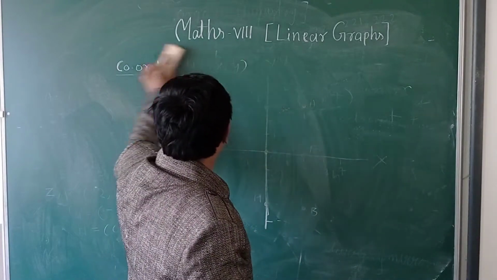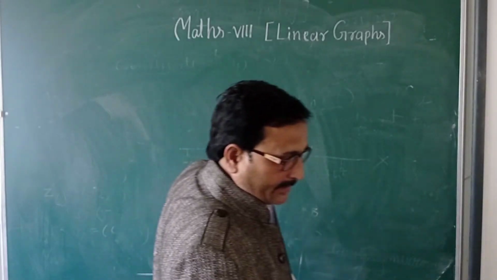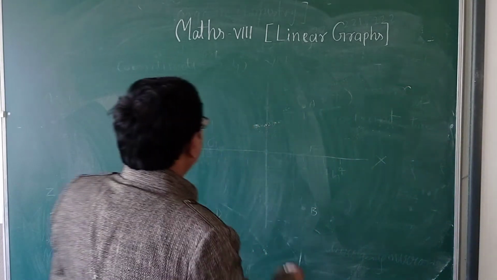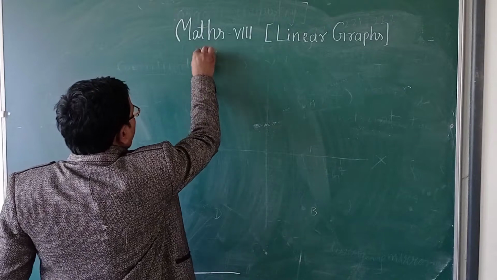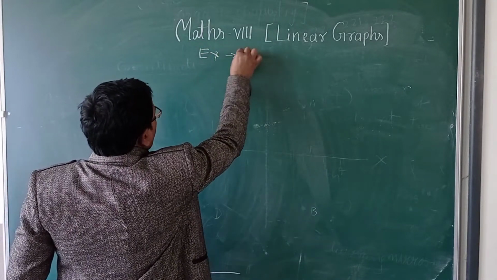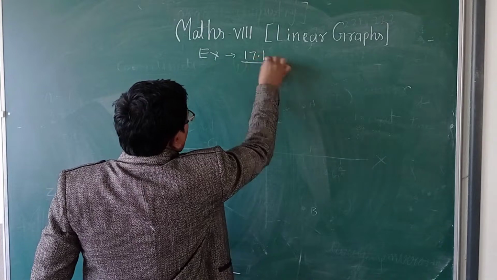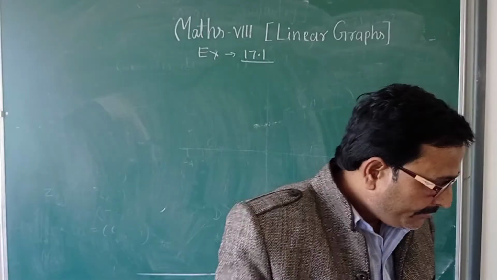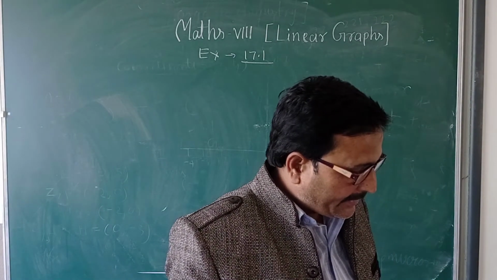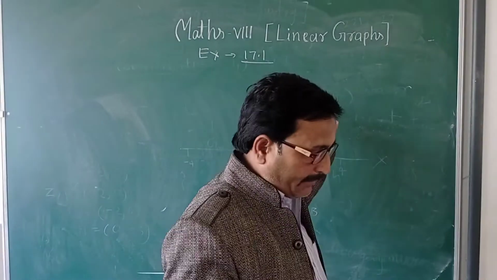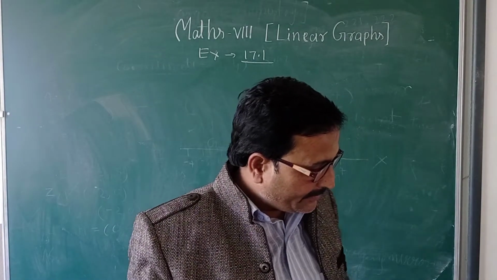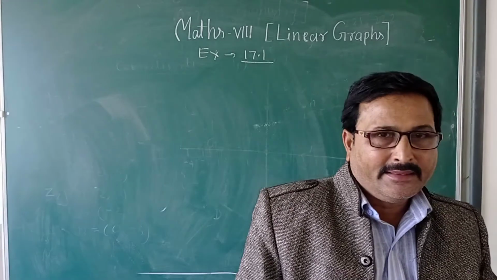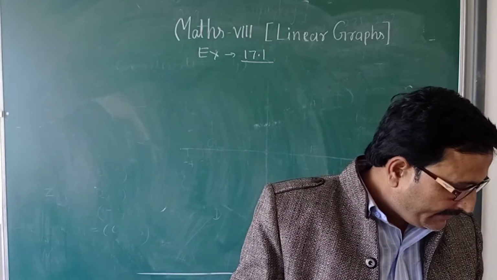Now, Exercise 17.1. The first question is to plot the following points on graph paper. You have to plot these points on the graph paper. Second question: in which quadrant do the following points lie? You have to write the name of the quadrant.